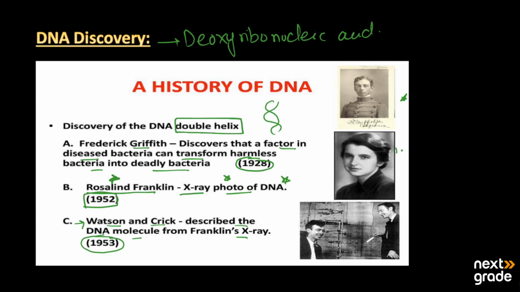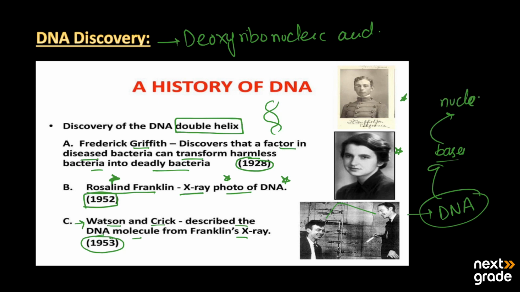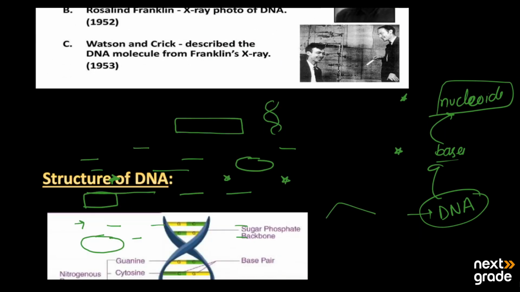So here this is the picture of Frederick Griffith. This is Rosalind Franklin, and these are the two friends, Watson and Crick. They worked together and produced the model of the DNA and proposed that it is a double helix structure, and what types of bases are present, and what mainly the nucleotide is. That information was given by Watson and Crick. So let's have a look at that model.